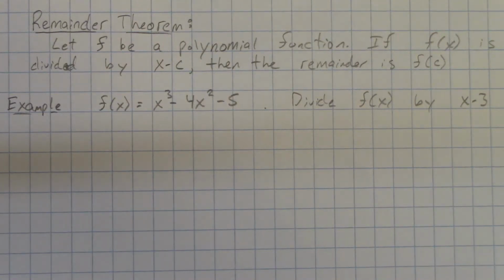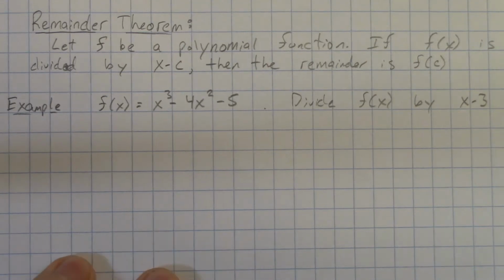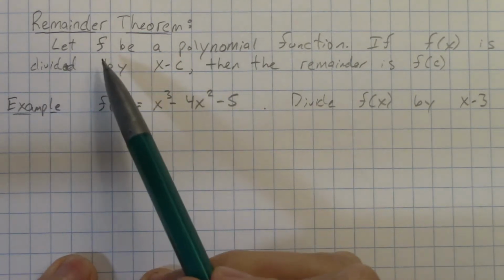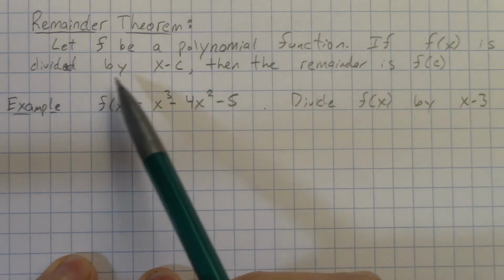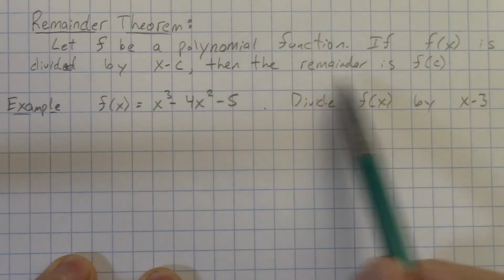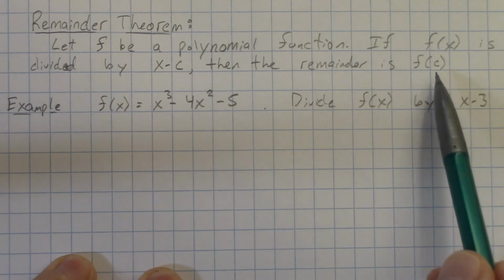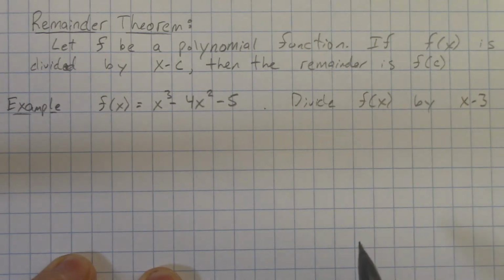Alright, so in this video we're going to talk about the remainder theorem for polynomials. The remainder theorem says: let f be a polynomial function. If f of x is divided by x minus c, then the remainder is f of c. Okay, so we're talking about dividing polynomials, and there is a kind of a shortcut for this.